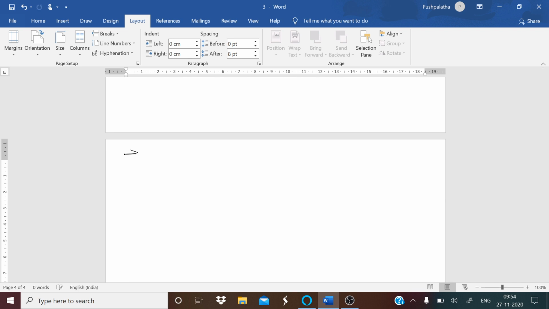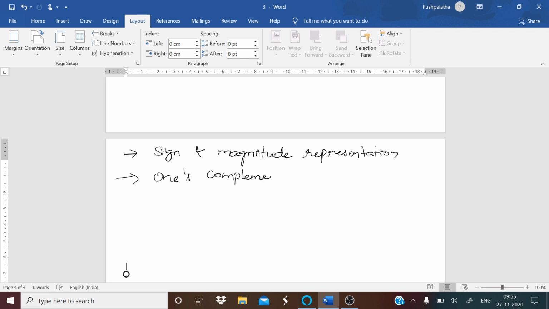One of the ways is your sign and magnitude representation. The other method is ones complement representation, and the next is your twos complement representation. So let us go for your sign and magnitude representation.